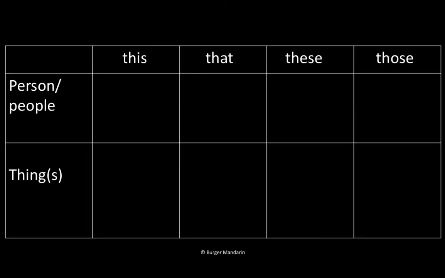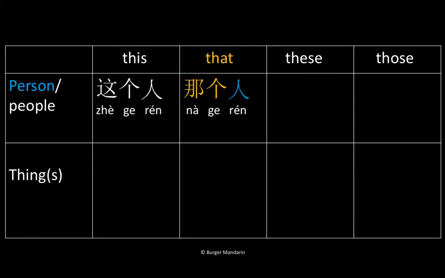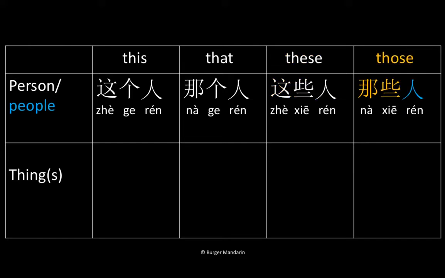Here, let's do an exercise. Could you pause the video for a moment and recall what I've taught you and try to complete the chart? For example, how would you say these things in Mandarin? And how would you say this person in Mandarin? This person is 这个人. That person is 那个人. These people are 这些人. Those people is 那些人.